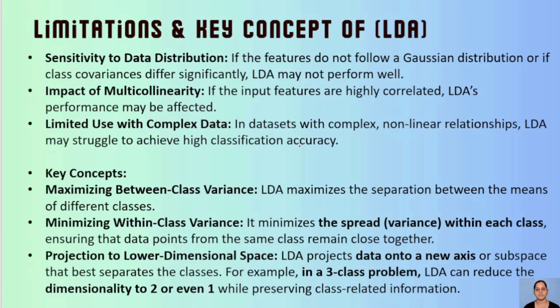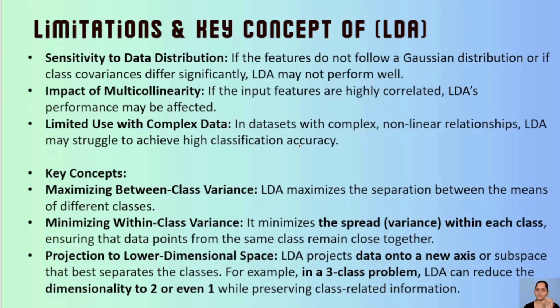So if the features are highly correlated, then the performance of LDA will be affected, right? Then you cannot use this with highly complex data. If the data is highly complex, if the features are highly correlated, or if the features are presented in non-linear relationships, then LDA will struggle to classify the output, and the classification of output will be difficult in this case.